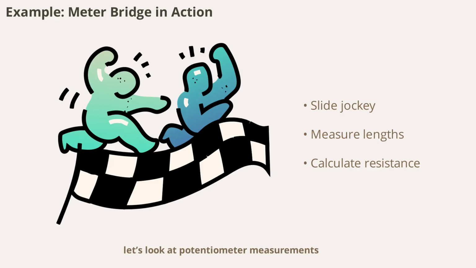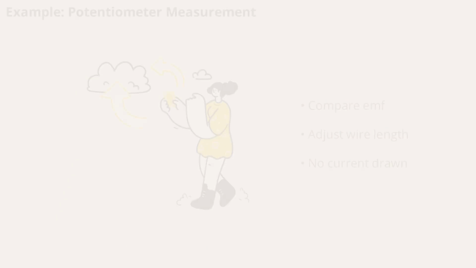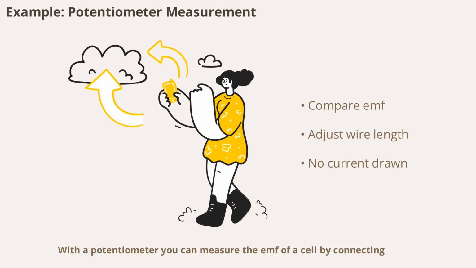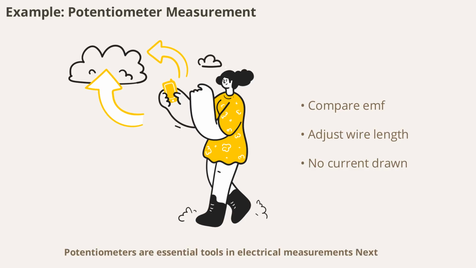Next, let's look at potentiometer measurements. With the potentiometer, you can measure the EMF of a cell by connecting it in series with a long wire and a standard cell. By adjusting the length of the wire until the galvanometer reads 0, you can compare the EMF of the 2 cells. This method is highly accurate because no current is drawn from the cell being measured. Potentiometers are essential tools in electrical measurements.